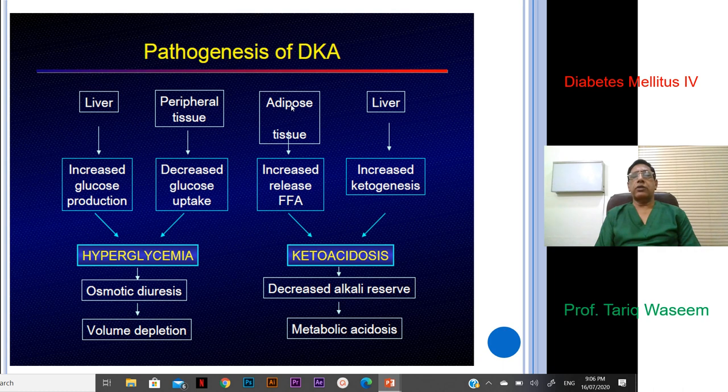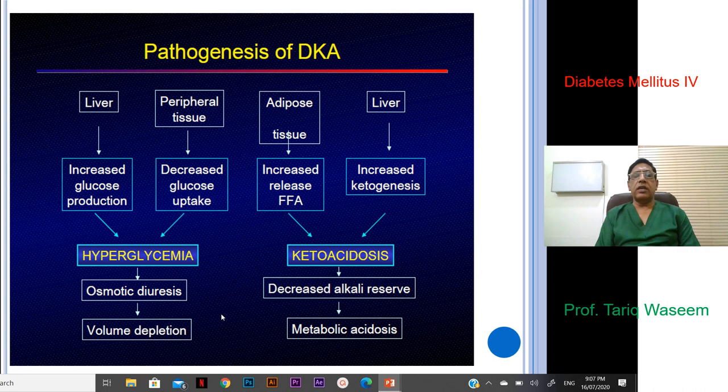And this adipose tissue is utilized for production of energy, but this would lead on to increased release of free fatty acids. Now this increased release of free fatty acids on one end would be utilized for energy, but at the same time they are ketogenic and they produce the ketosis or ketoacidosis, and this ketoacidosis reduces the alkali reserves and the patient becomes metabolic acidotic. So the three components of this diabetic ketoacidosis are hyperglycemia, ketoacidosis or metabolic acidosis, and volume depletion.